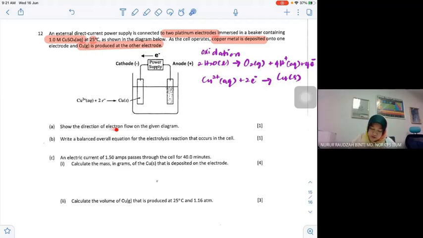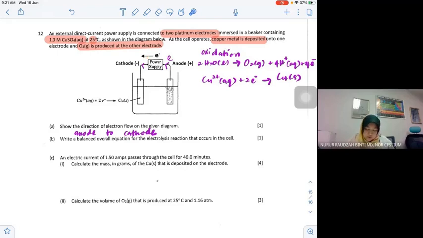The first question asks us what is the direction of the electron flow. The electron is always flowing from the anode to the cathode, so we write that the direction is from anode to cathode. The question actually asks us to show the direction, so we have to show it here. The answer is actually given here.